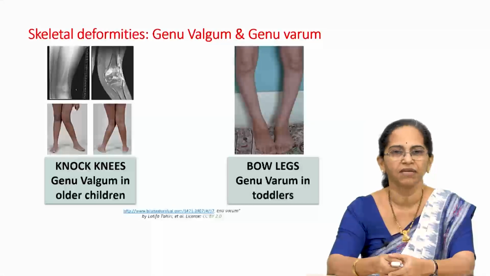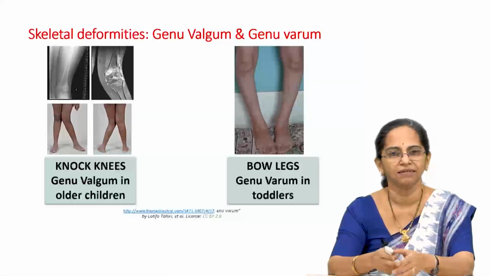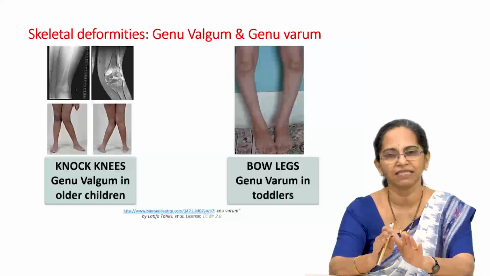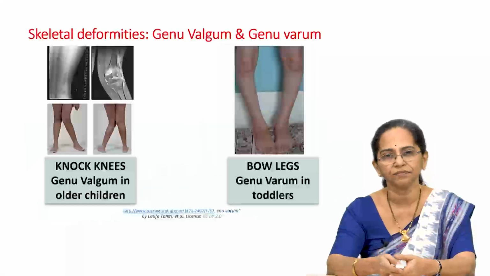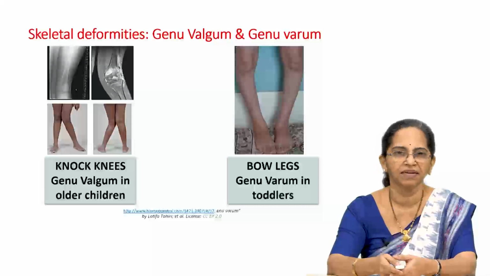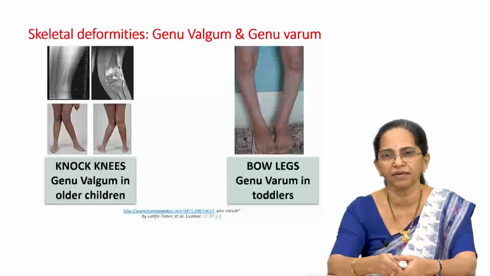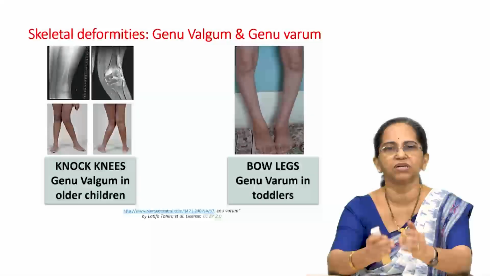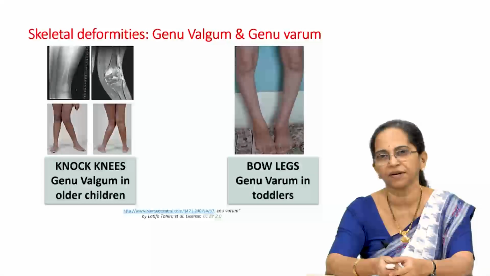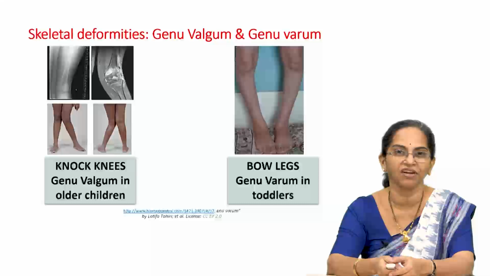So, the first one is called knock knees. The knees, and from there the legs, are moving away, and that is called knock knees. The medical term for that is genu valgum. And you can see bow legs, where the two legs are bending inwards, and that is called genu varum. Now, why does this happen in children?